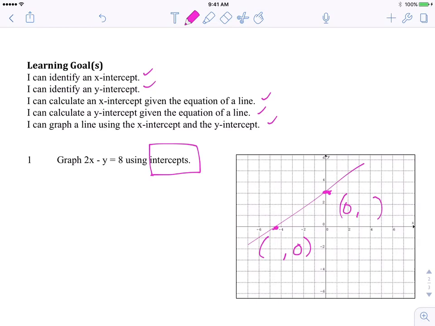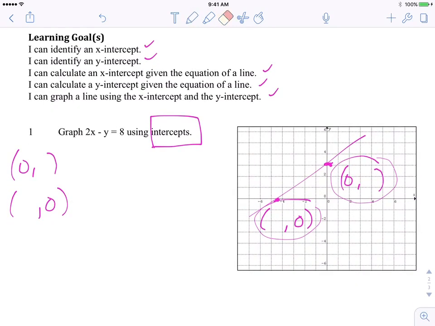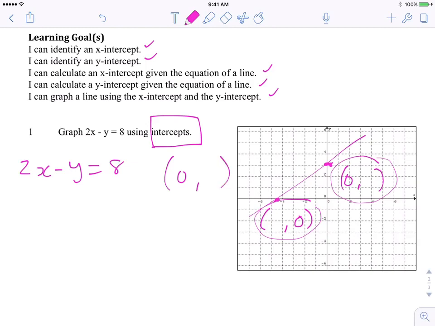So if you can remember, as soon as you hear the word intercept or read the word intercept, I want you to think of 0, comma blank or blank, comma 0, those as intercepts. So right away we know we have 0, comma something, and we're going to have something, comma 0. The way we're going to work with this is we're going to write this equation, and we're going to find out when x equals 0, what is the y value.